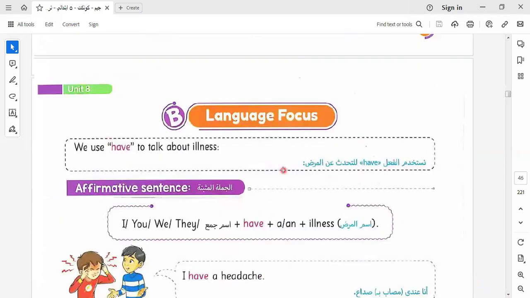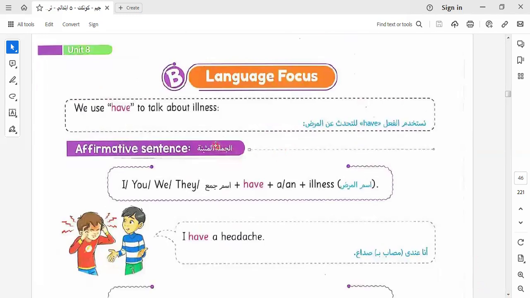This is the focus language, the structured grammar here. When we talk about illnesses, we must use "have". We say "have a cold". We like to say "have a cold".